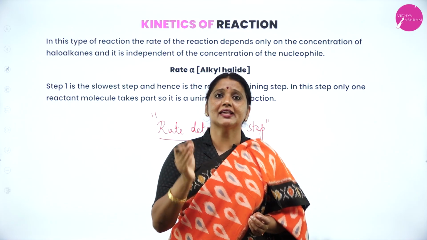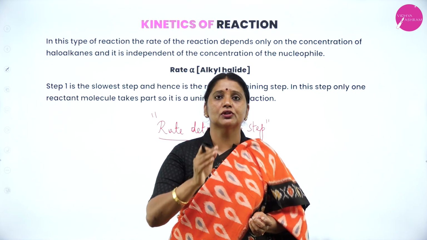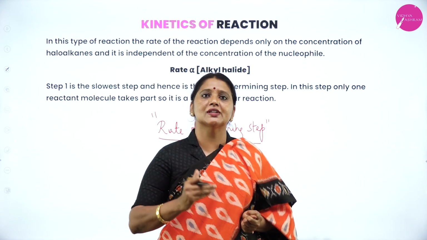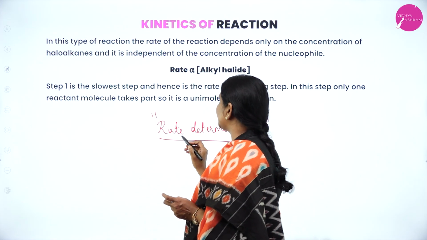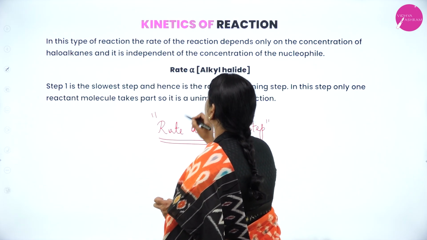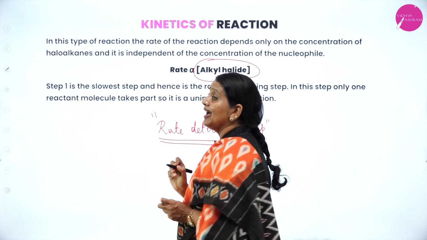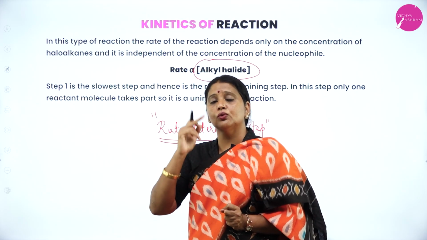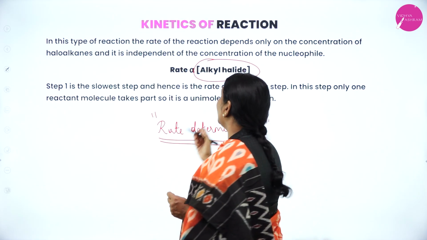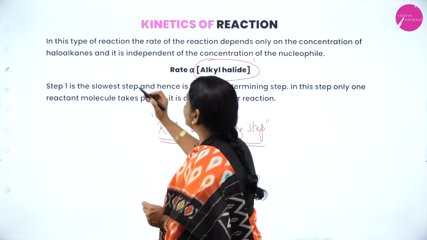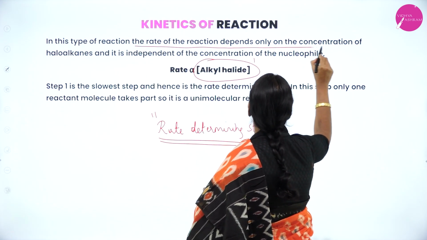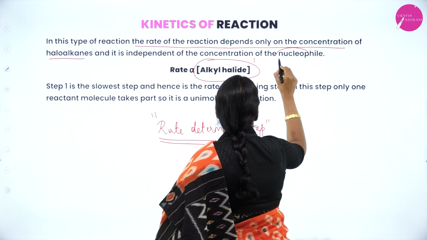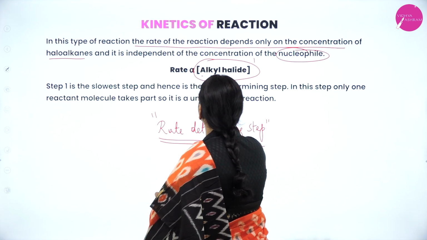Already I mentioned that in step 1, tertiary butyl bromide undergoes slow ionization. Therefore, out of step 1 and step 2, the slowest step is step 1, called the rate determining step. In that step, only alkyl halide is involved, only 1 molecule. The nucleophile is involved in step 2. Therefore, in this type of reaction, the rate of reaction depends only on the concentration of haloalkane and is independent of the concentration of nucleophile.